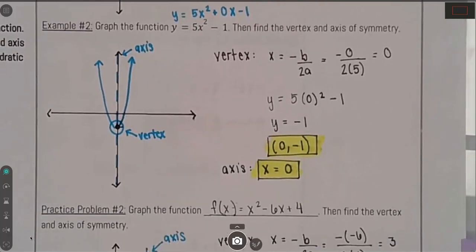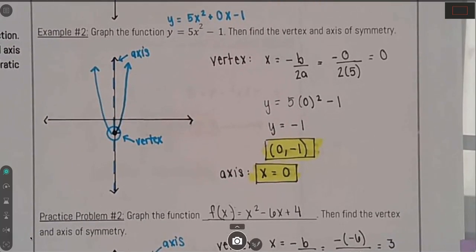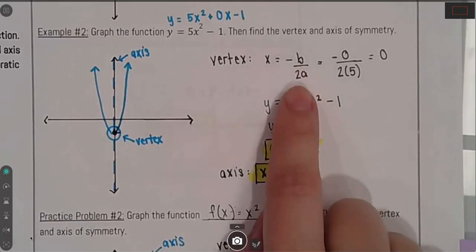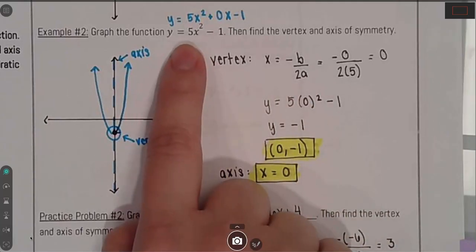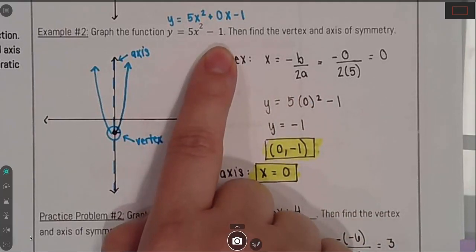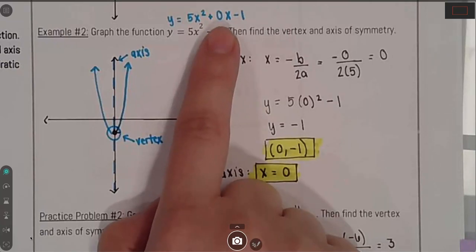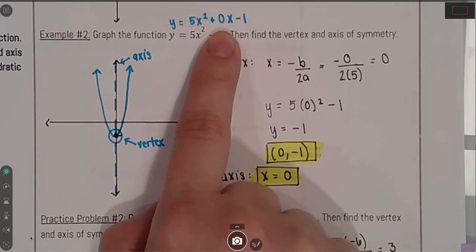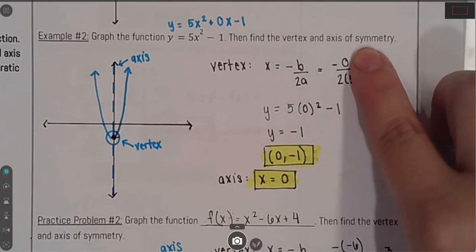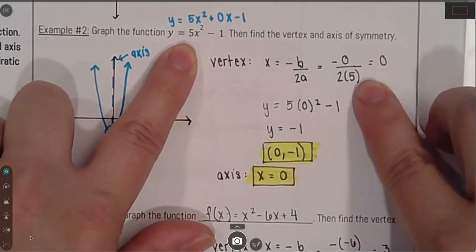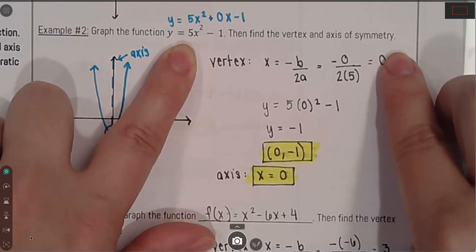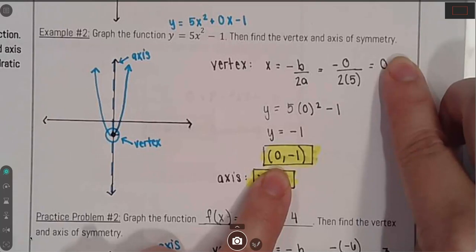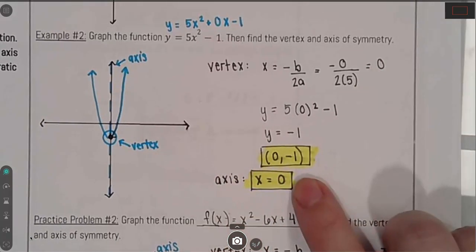Okay, example number 2. Graph the function, then find the vertex and the axis of symmetry. So here's where we're going to use that formula, x equals negative b over 2a. So here we're given y equals 5x squared minus 1. There doesn't appear to be a b term, which means our b is 0. So I'm going to plug in 0 for b, and I'm going to plug in 5 for a. Negative 0 divided by 2 times 5 is 0. So the x-coordinate of the vertex is 0. And the axis of symmetry is also 0.